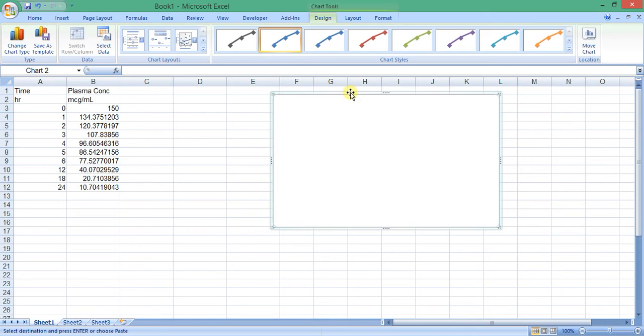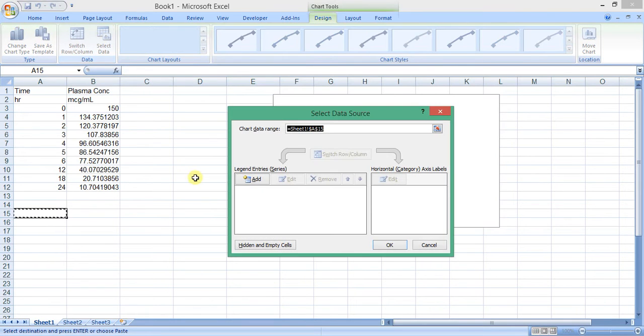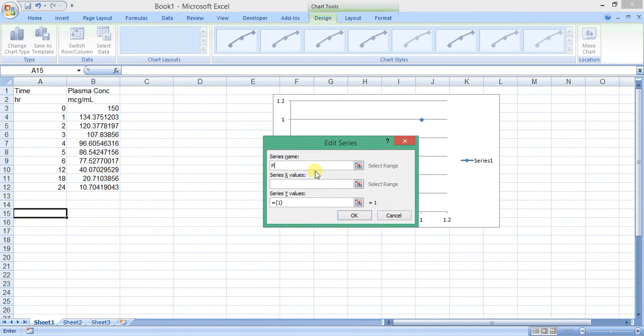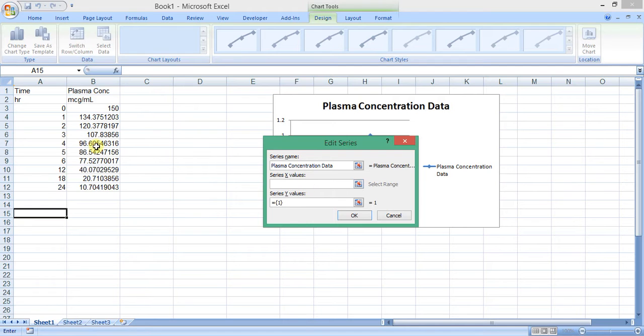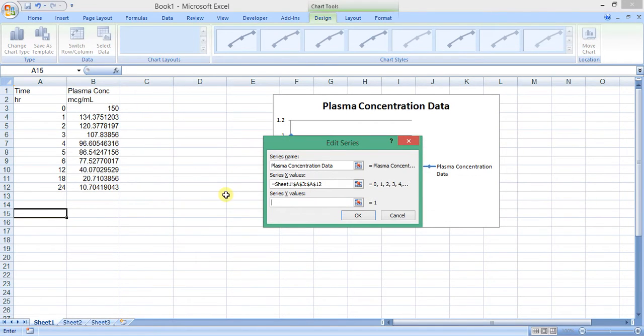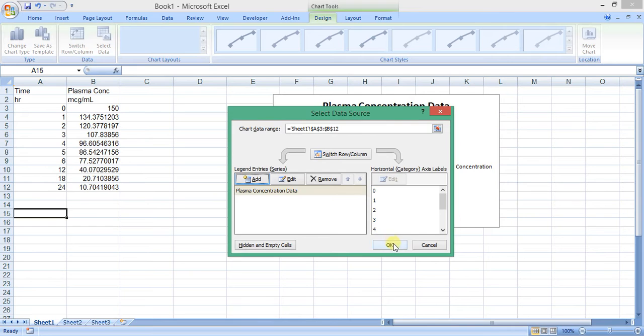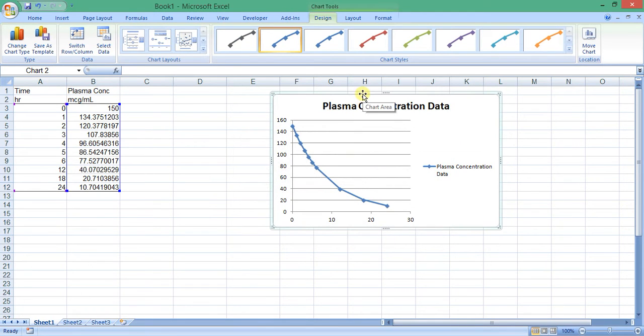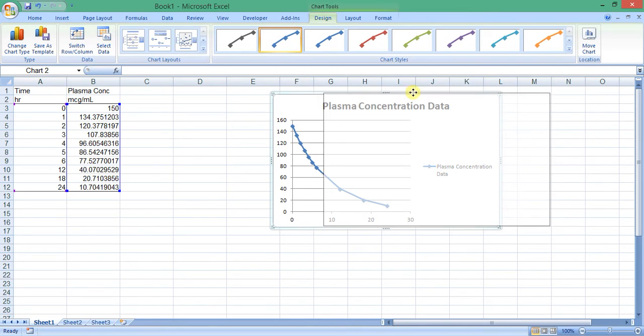Select the new chart. From the chart tools design tab, select data, add new data series, name it, select the X values, then select the Y values. Okay. The plasma concentration versus time data were plotted.